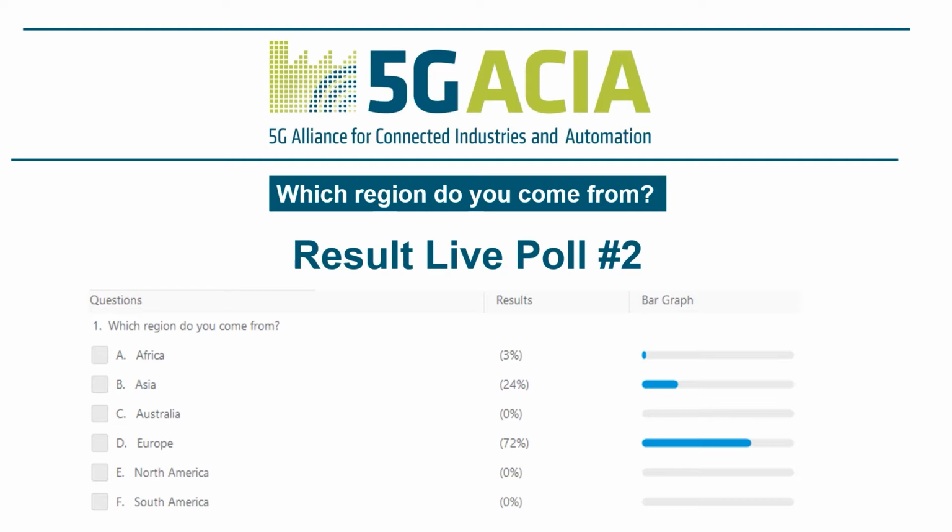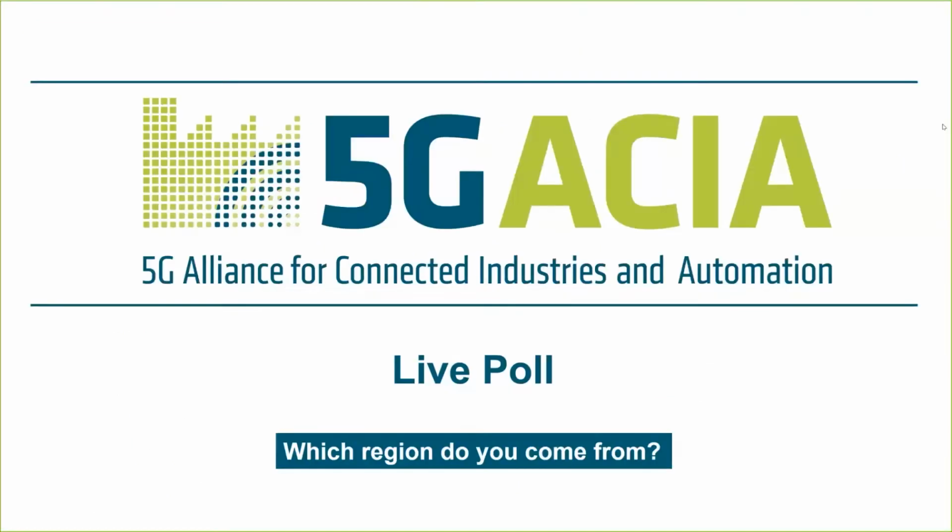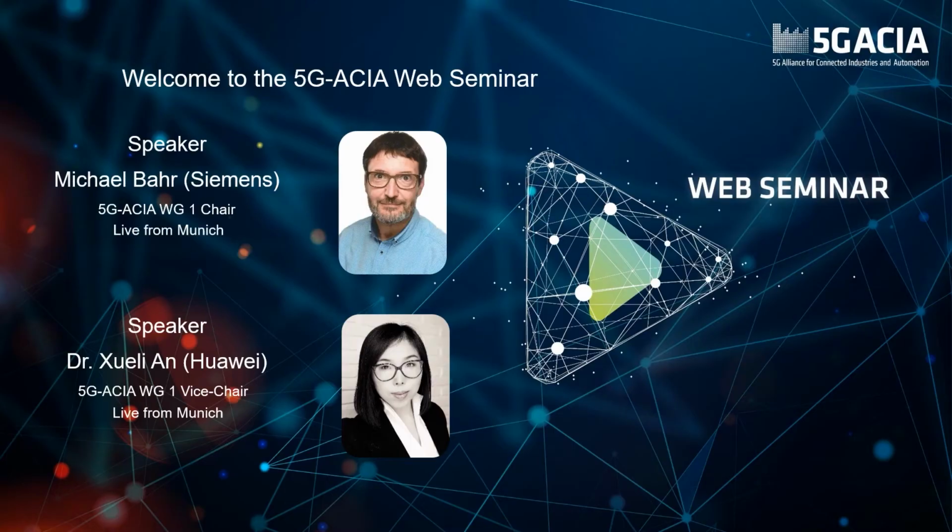Okay, so that was just a short introduction, and always good to know who is in the audience. But now let's jump right away into the actual topic of today. And here it's first of all my pleasure to briefly introduce the two speakers that we have, Michael Bahr from Siemens and Xueli An from Huawei. They are here in their capacity as chair and vice chair of Working Group 1 in 5G-ACIA. Working Group 1 is focusing on use cases and requirements, so they're the right experts for this topic today.